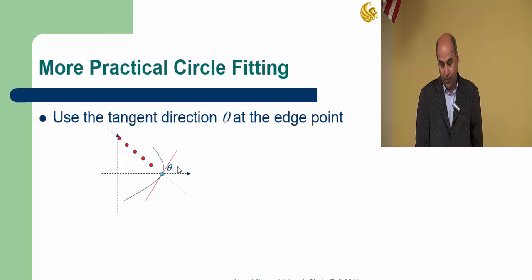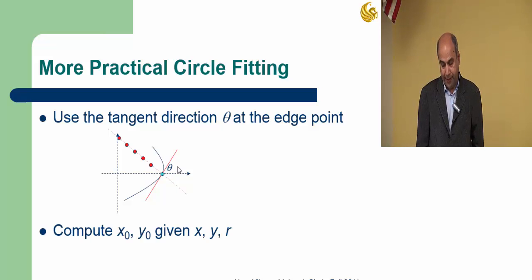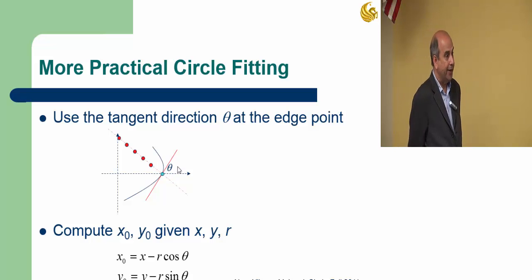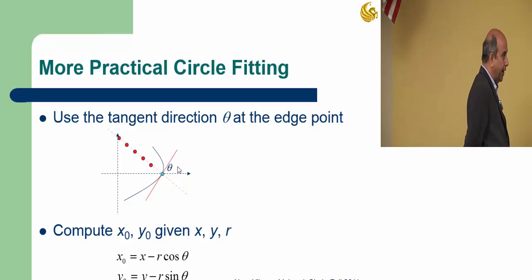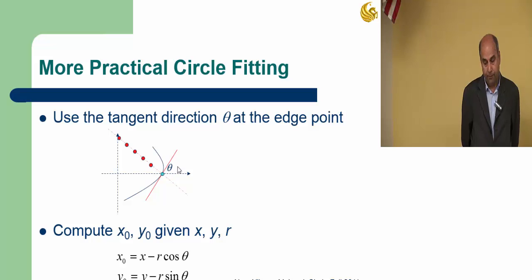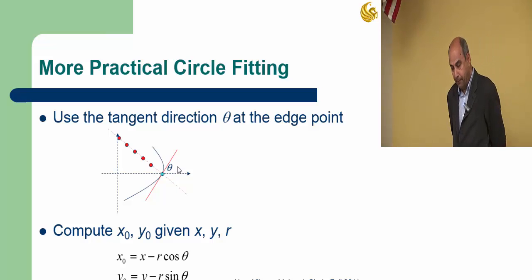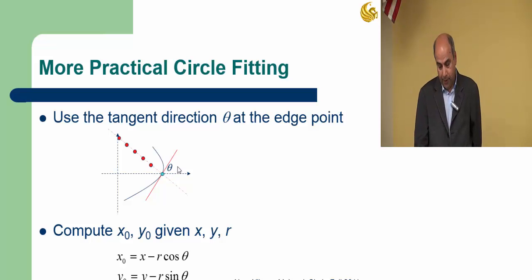And so we can compute the gradient, and we can use that one. Okay, so this is the equation of a circle of radius r, centered at x0, y0, in polar form. x0 is equal to x minus r cos theta, y0 is equal to y minus r sin theta.